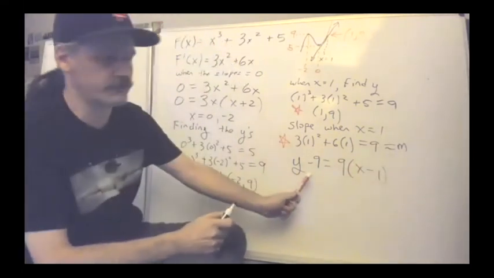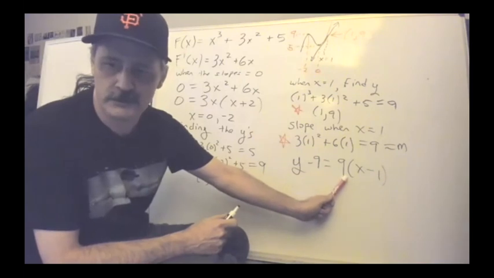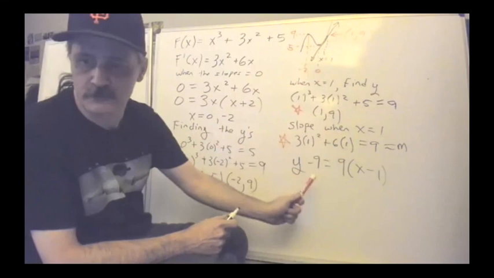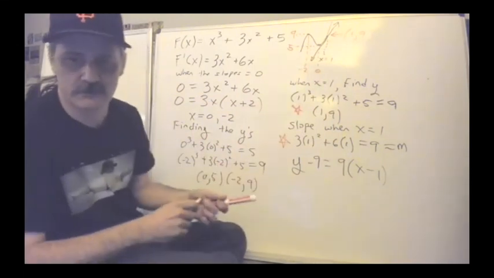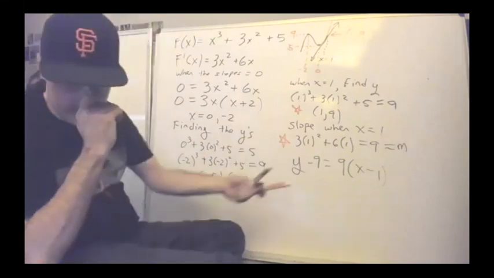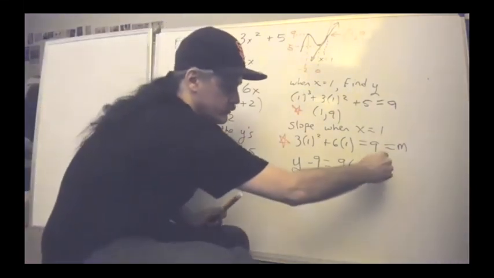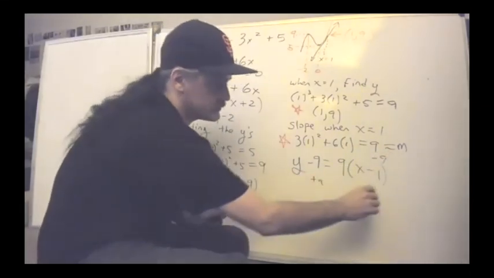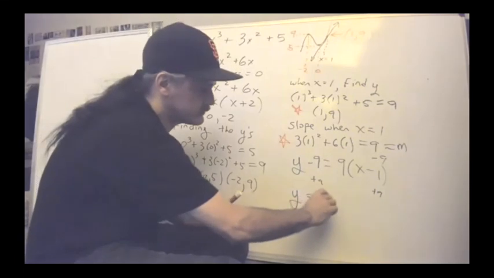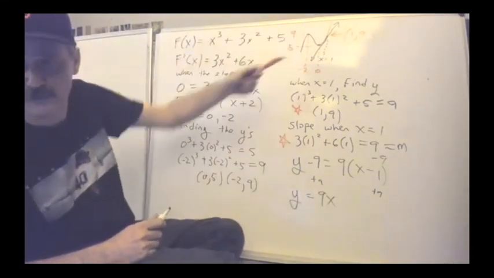Now, don't get thrown. It's a coincidence that the y value is the same as the slope. I could have picked x equals 2, right? So the y value is not always the same as the slope. It just happens to be that way this time. All right, now, that's the basic idea, but let's simplify that. So this would be minus 9, then we add 9 to both sides. And so y equals 9x. So that tangent line is going to cross through the origin.